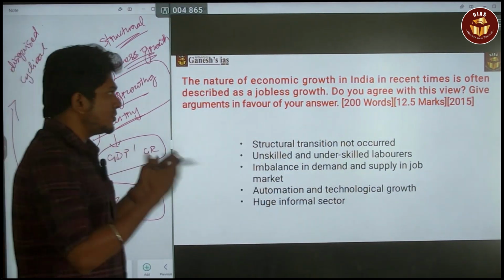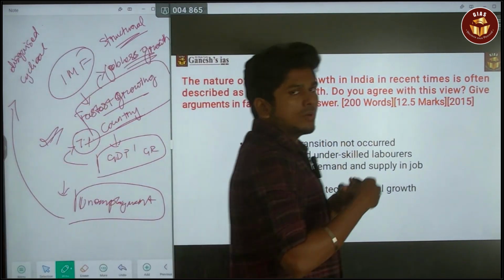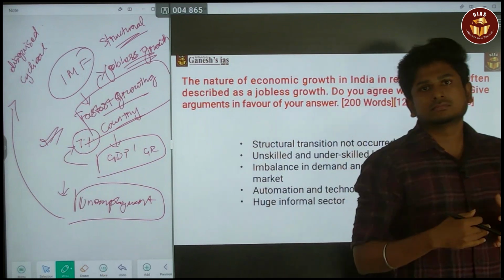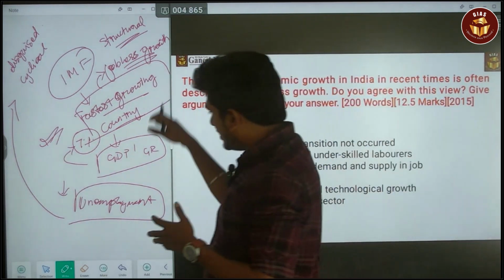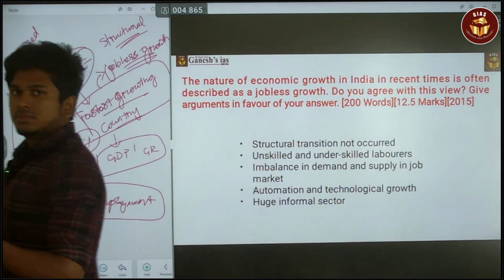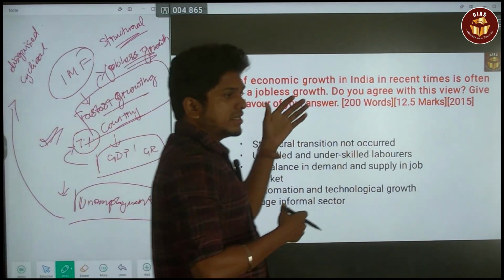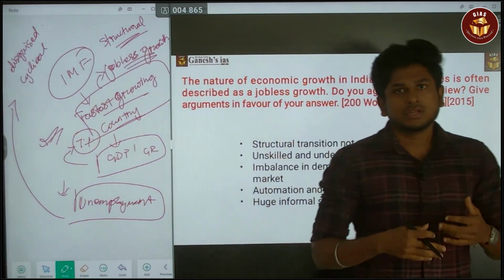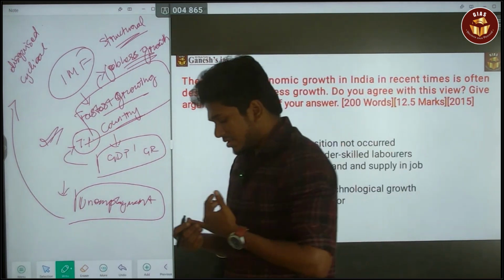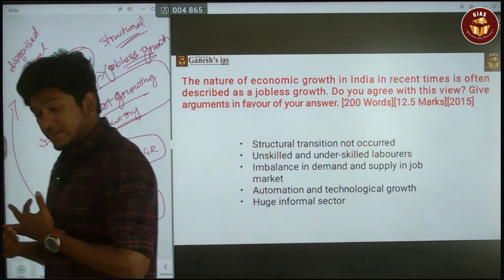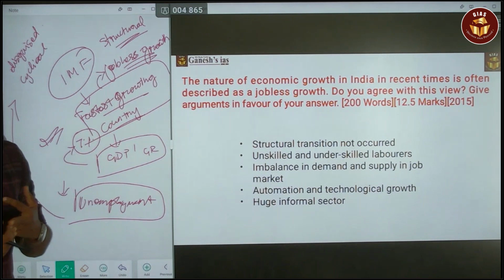You have to accept this statement and give points related to that. You can even quote these points themselves. For example, for joblessness, you can say all these things: India has the issue of frictional unemployment, India has the issue of cyclical unemployment, India is in disguised unemployment.